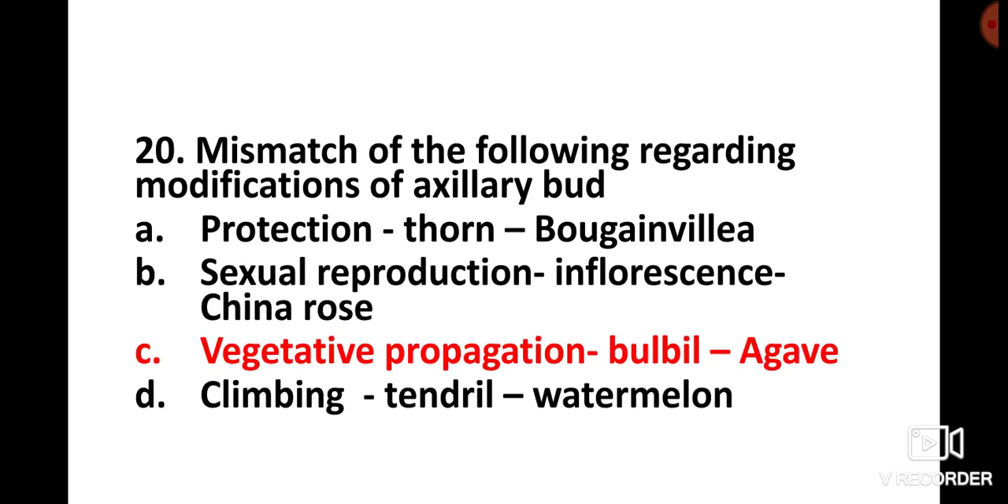Question number 20. Mismatch of the following regarding modifications of axillary bud. Right answer is C. Vegetative propagation, bulbil agave plant. It is mismatched.